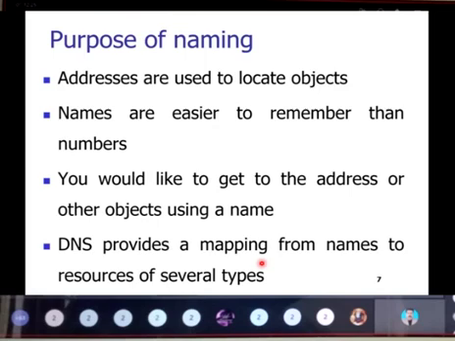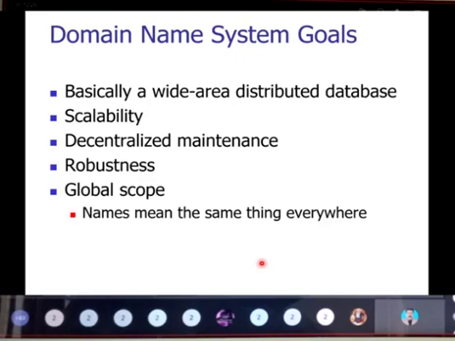DNS, that is the Domain Name System, provides a mapping from names to resources of several types. Why we use DNS is that it is easier to remember a host name than an IP address. The user generally enters the host name, and then it automatically gives the IP address. The main goals of the Domain Name System are a wide area distributed database, scalability, decentralized maintenance, robustness, and global scope.